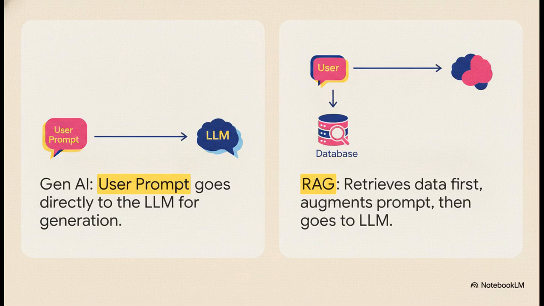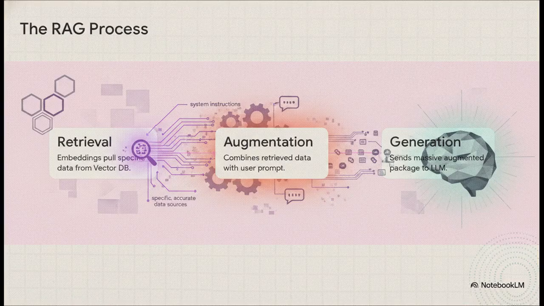Unlike standard generative AI, where your prompt goes straight to the LLM, RAG inserts an entirely new, incredibly critical preliminary step. Before the LLM ever tries to guess an answer, RAG first fetches specific, relevant context from a database. It grabs the hard facts first and only then does it write the answer. Let's break down those 3 sequential phases, because it's actually a pretty brilliant system.